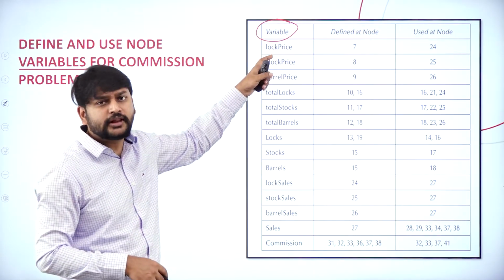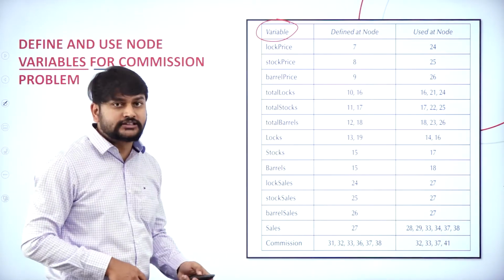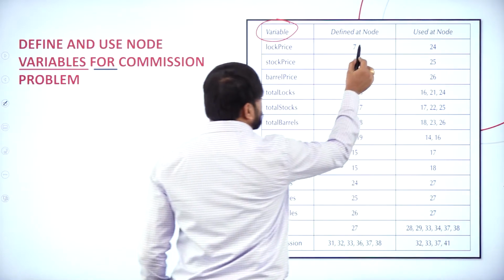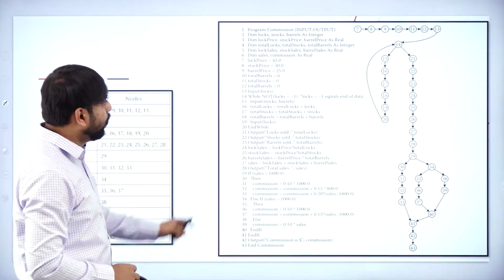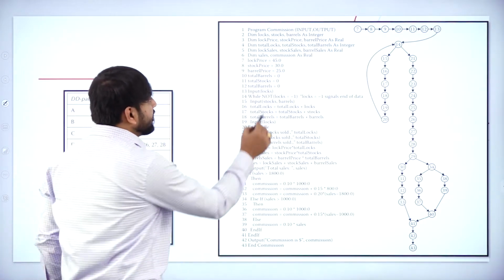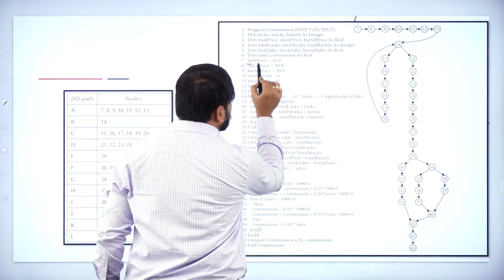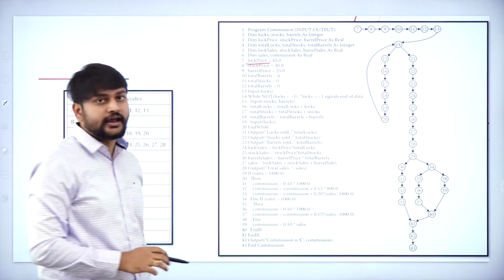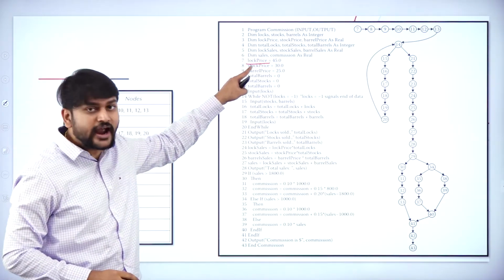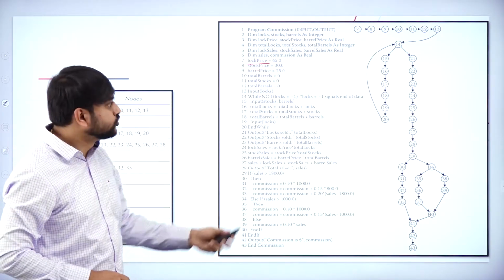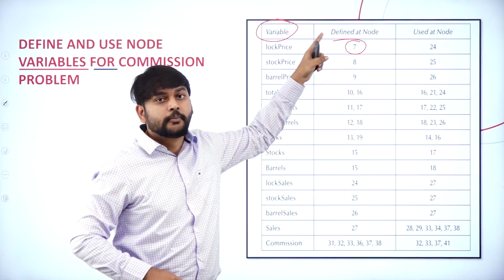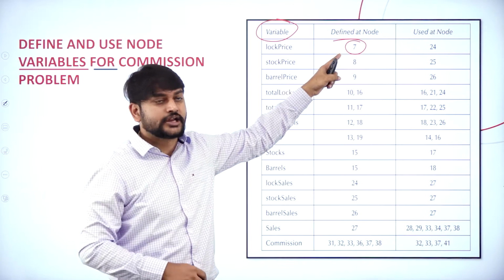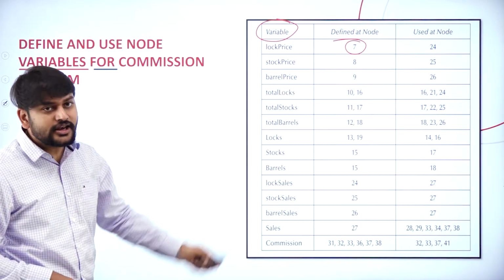The first variable that I have is log price. Where exactly have I defined it? I have defined it at node 7. Please observe in this program, log price is defined in line number 7. That is what we have mentioned here. It is used at line number 24.